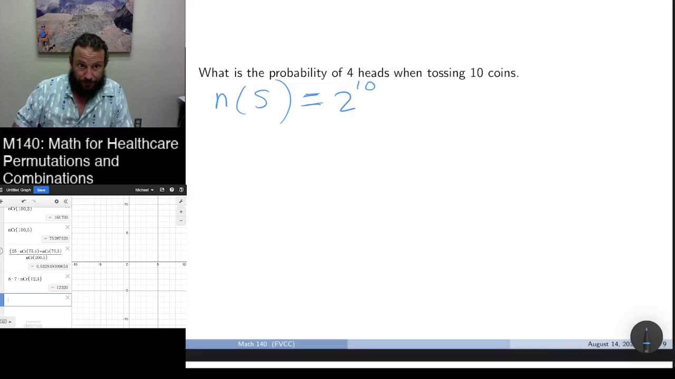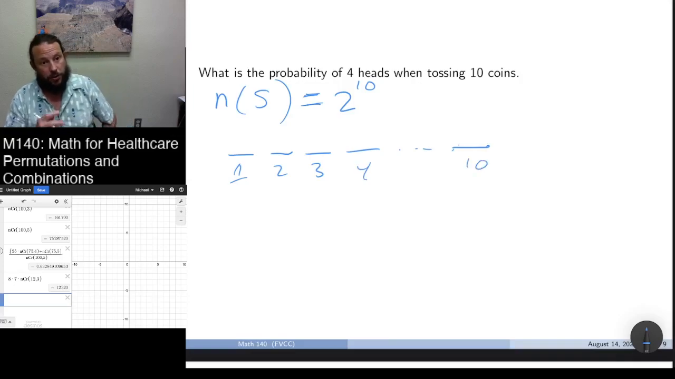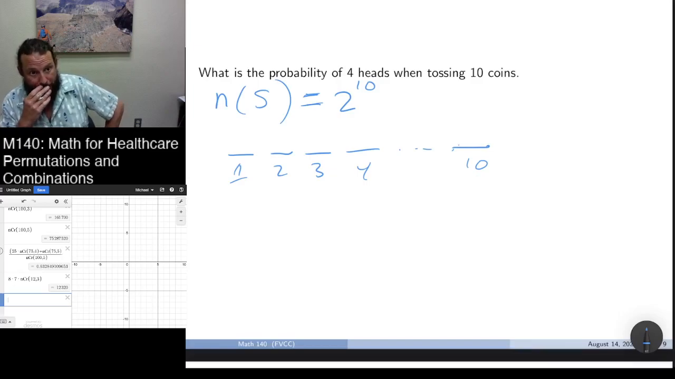How about now? How many ways are there to get 4 heads? This is a tricky one. Because what we have here, first coin, second coin, third coin, fourth coin, 10th coin, right? First, second, third, fourth, and 10th. And we think of them in order, okay? So what can happen here?